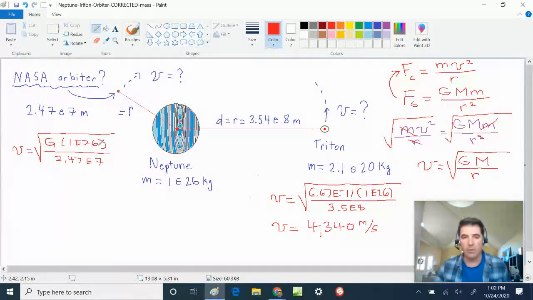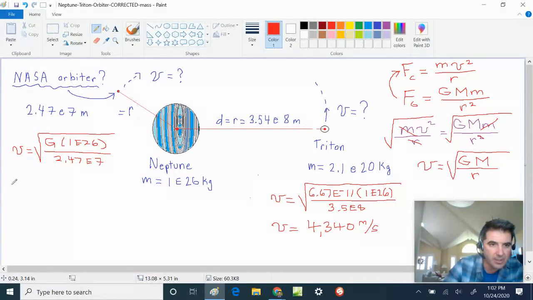Okay, so I do that one on my calculator, and since it's closer, we're going to find out that it has to be much faster. It's much closer. It has to be much faster in order to not crash in and fall into Neptune's surface, which is a gas giant. So it's going to be like an atmosphere. Okay, so 6.67 EE negative 11 times same mass 1E 26 divided by a much closer distance 2.47 E7 equals, and then I square root that, and I get 16,432 meters per second, which is pretty blazing fast, right?